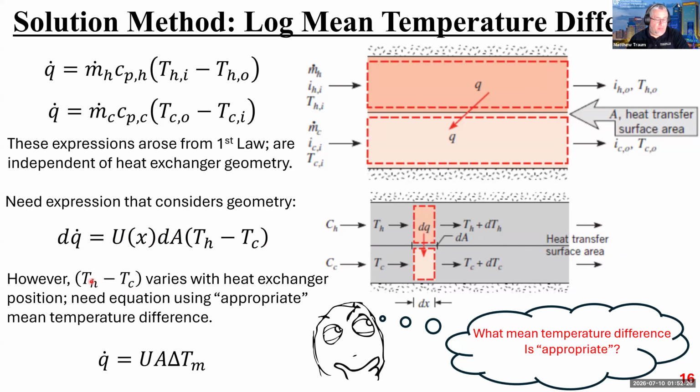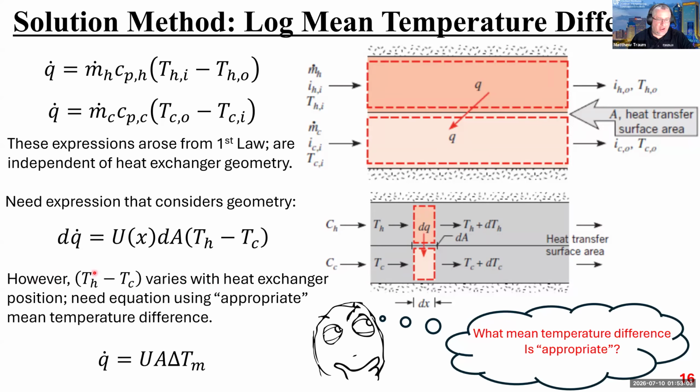Okay. What's the challenge with this? Well, TH minus TC, the temperature difference that drives this heat transfer from the hot side to the cold side, varies with position, right? As I'm moving down the heat exchanger, the hot stream is getting colder and the cold stream is getting hotter, and they don't necessarily move in tandem with each other. We'll see that in a second. One could get colder quite a bit faster than the other gets hotter if they have different specific heats or different masses. So we need an appropriate expression.